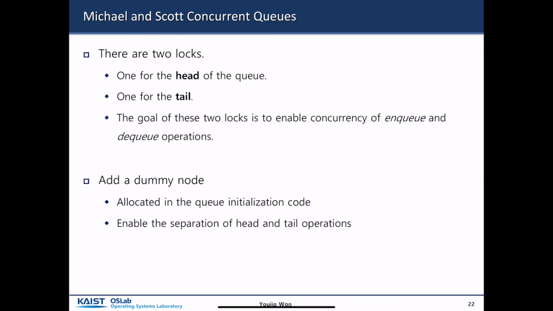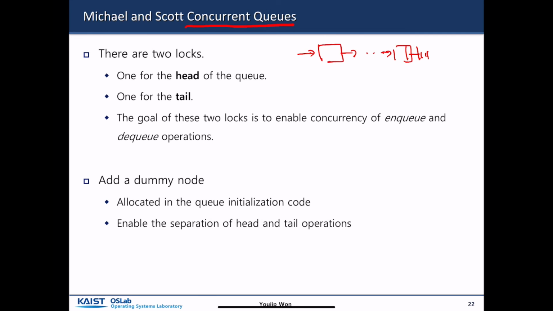And there's another data structure called concurrent queue. The difference between the linked list and queue is the location where the modification happens. In the concurrent queue, there is a head and a tail. So this is head and tail, and there are two locks, one for the head of the queue and the other for the tail of the queue. The goal of these two locks is to enable concurrency in enqueue and dequeue operations.